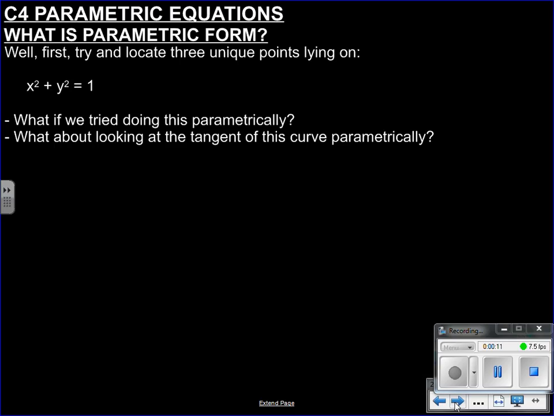Hi everyone, so now we're on to C4 parametric equations. And what is a parametric equation?